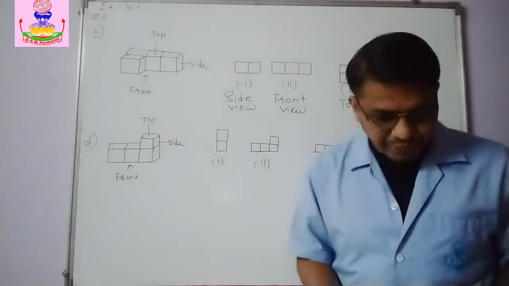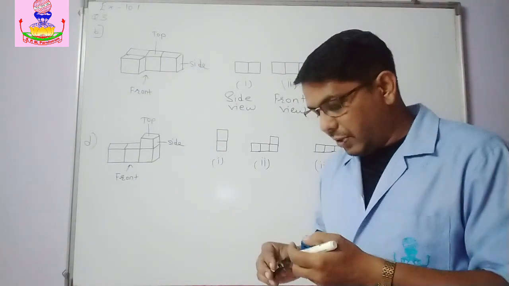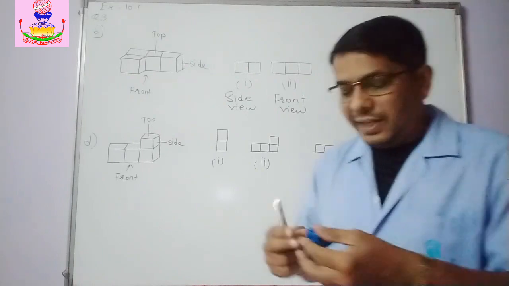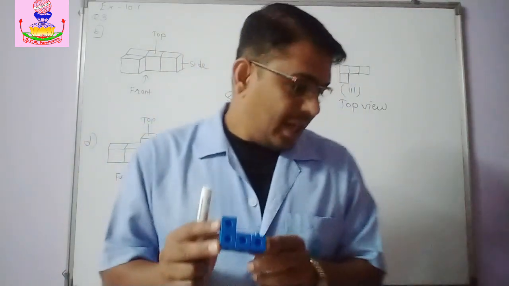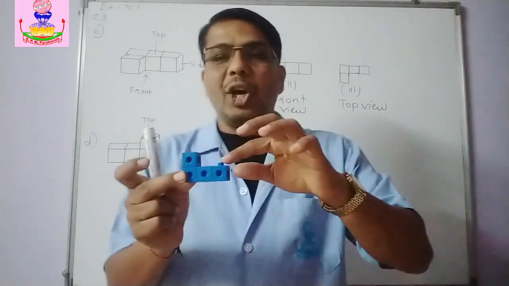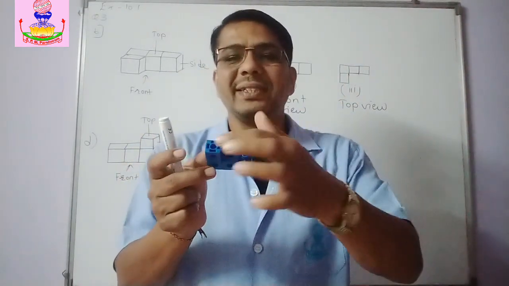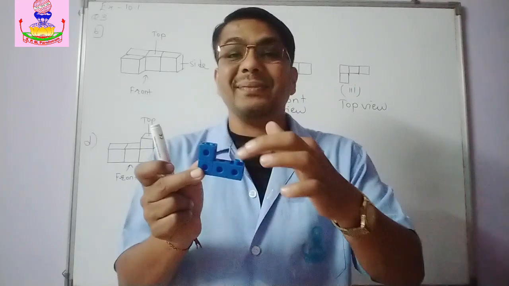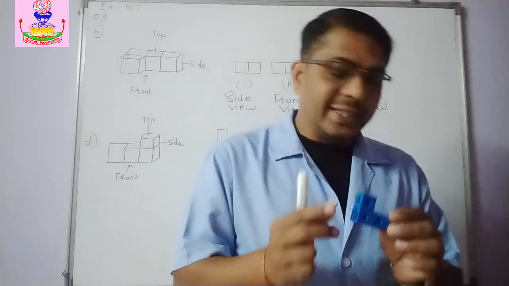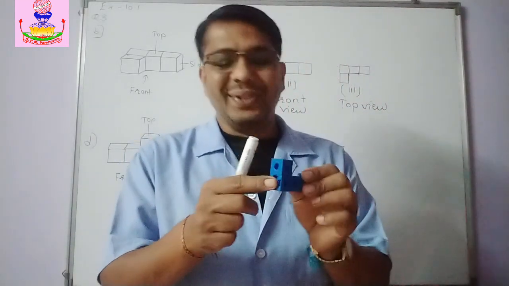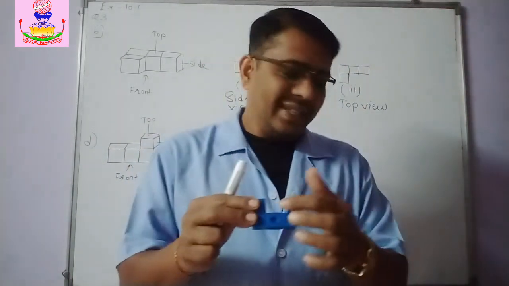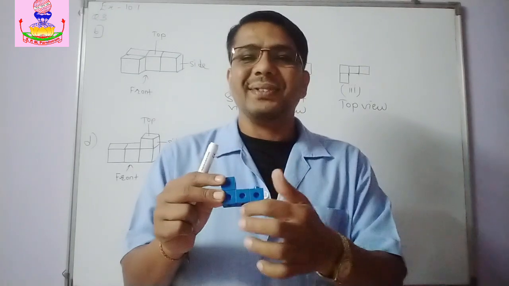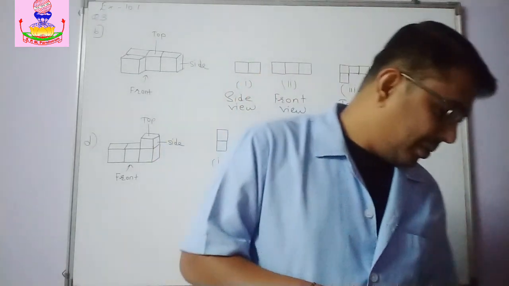Now see D. In D it is like this. Now in D, this is the top view. So how many can you see? 1, 2, 3. Now this becomes the top view. This is the side view. How many? 2. And this is the front view. So how many? Yes, 1, 2, 3, 4 in this way. This is the front view.